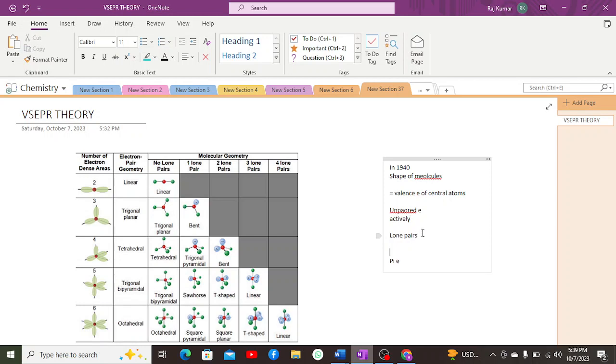Lone pairs are also an active set of electrons participating to determine the shape of molecules, but these are less actively participating. Pi electrons are a non-actively participating set of electrons.